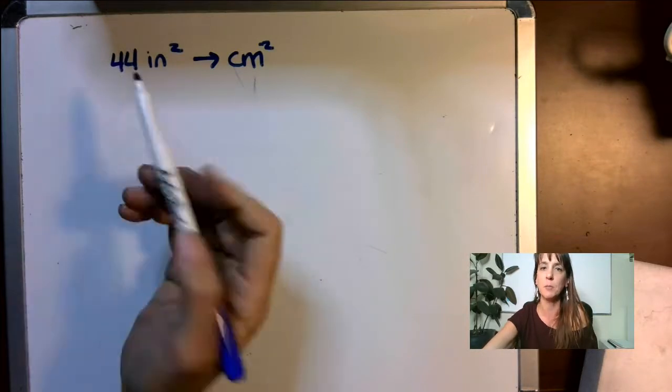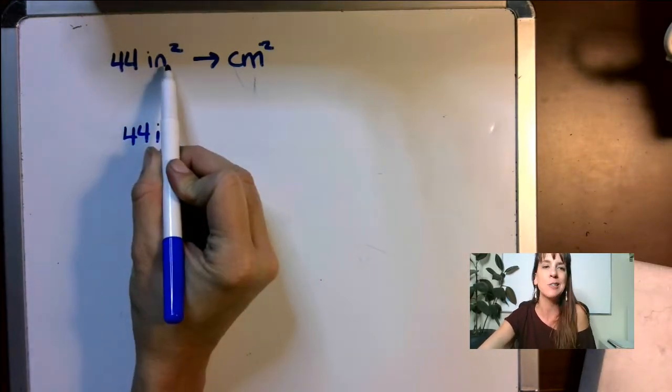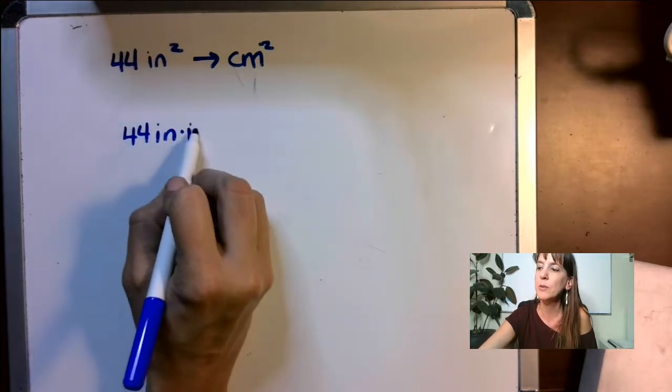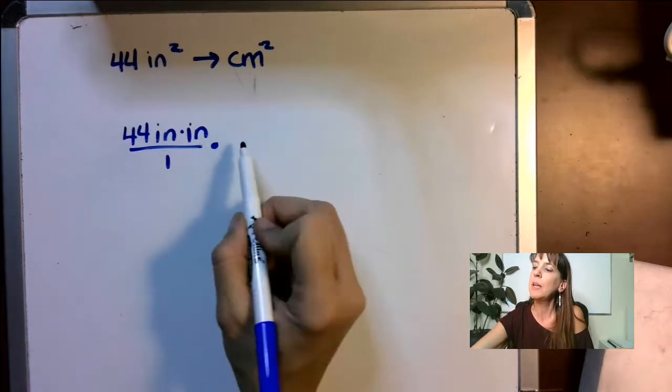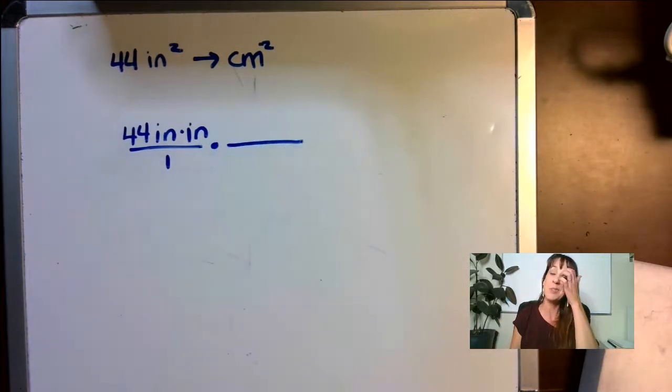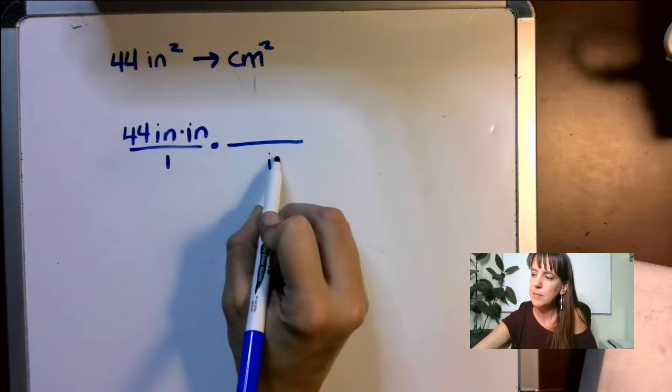So we start with this number. Here's how you do these problems. You start with this number, 44 inches, not inches plain, it's inches squared. So we're gonna do inches times inches. We always put that over 1, okay? Now we're gonna multiply that by a conversion factor. That's what this is called, a conversion factor. I have inches here, I need to put inches here.